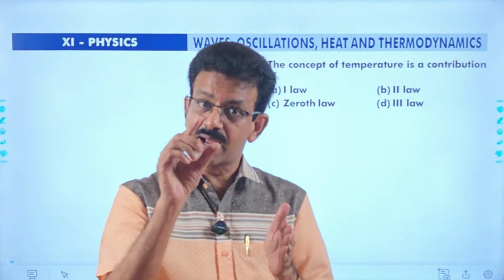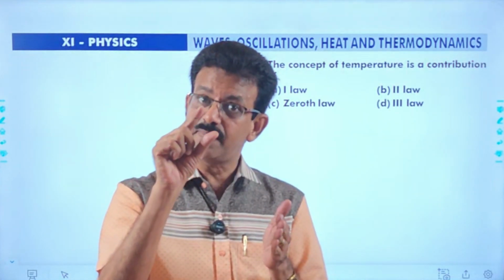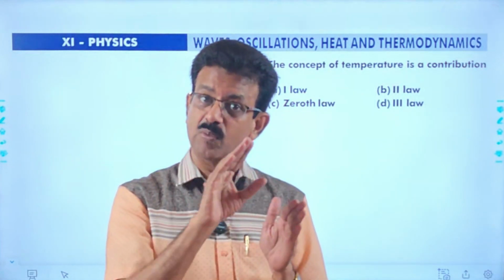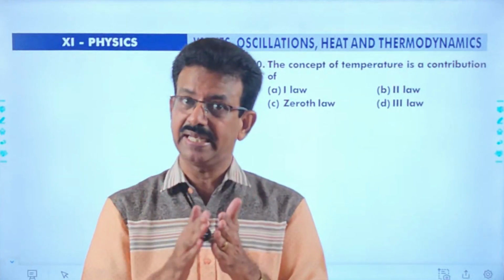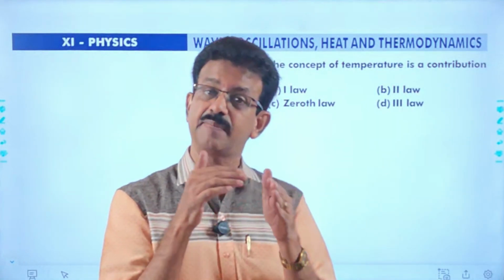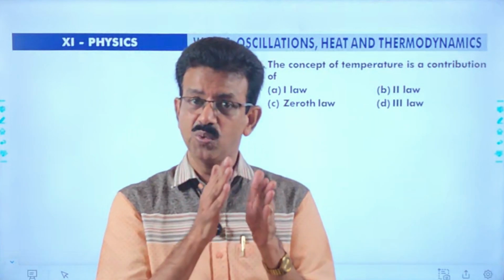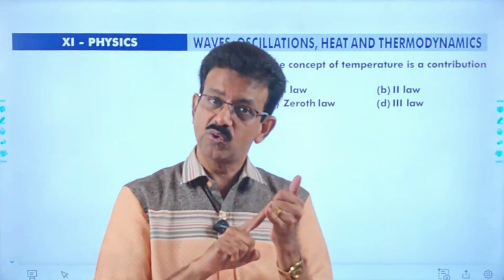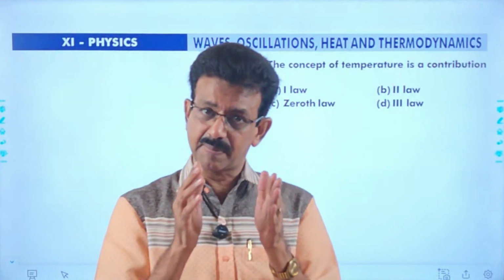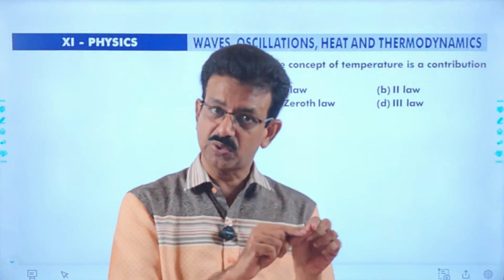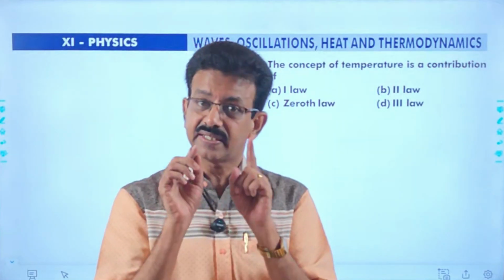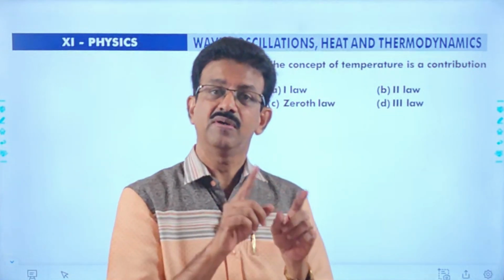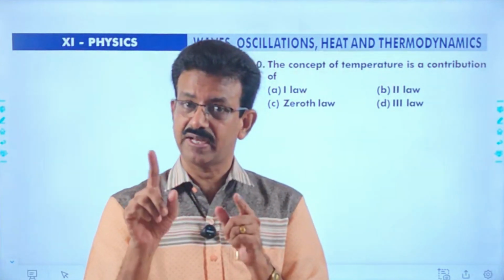Every thermodynamic system has a variable called internal energy, whose change in a thermodynamic process is equal to the difference between the heat energy entering the system and the external work done. dU equal to dQ minus dW. That is the first law. The concept of temperature is a contribution of the zeroth law. Similarly, the concept of internal energy is a contribution of the first law. The first law satisfies the conservation of energy also.